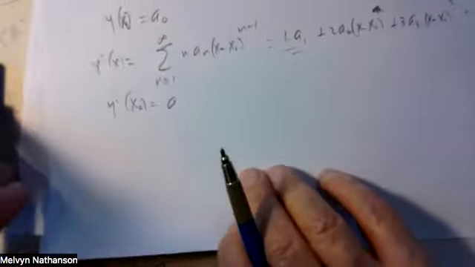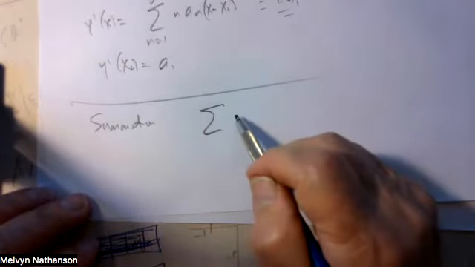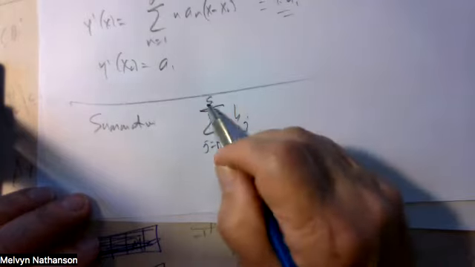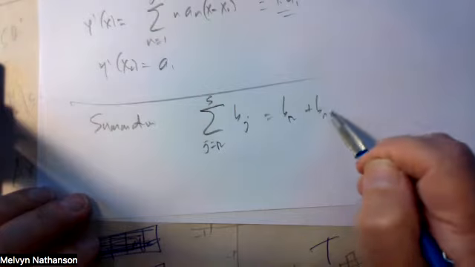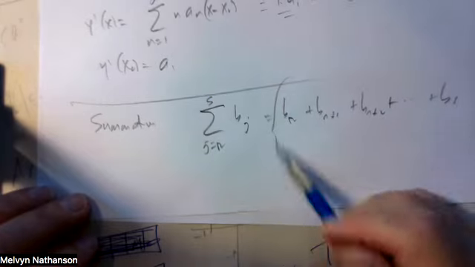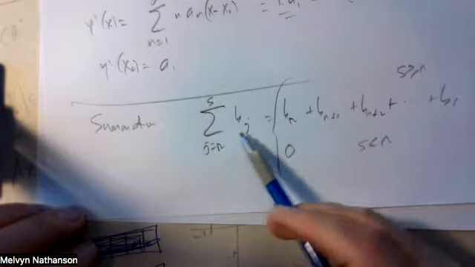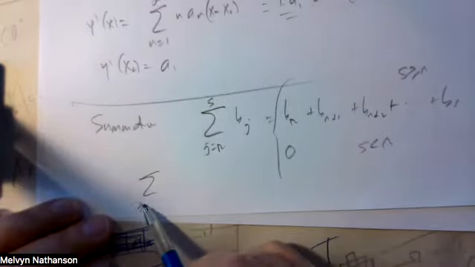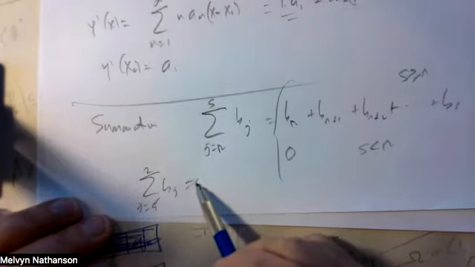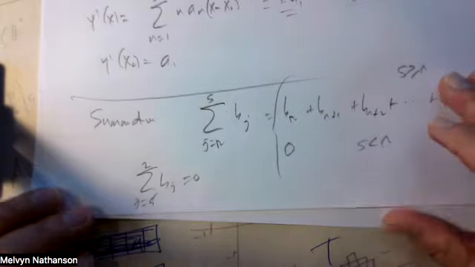Let me just recall summation and product notation. Summation notation, you certainly know because we use it constantly. If you have summation of B sub J, J goes from R to S, this is BR plus B(R+1) plus B(R+2) up to B sub S, so long as S is at least R. And this is zero if S is less than R, because there's nothing to add. Like if you had summation from J going from five to two, that's zero, because you can't start at five and keep adding one and get to two. So this you certainly know. You've been dealing with summation notation for a long time.